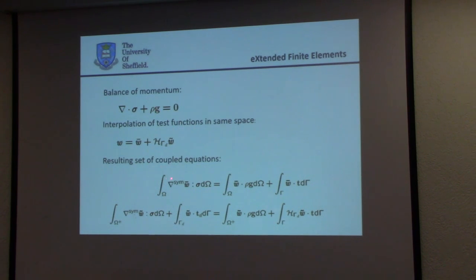So you get two fields, w bar and w tilde. You can separate them, and you get two sets of coupled equations. One related to one displacement field, to one side of the crack, one related to the other one, and at the crack tip you have the jump, which in case of a cohesive zone model you can use to feed your cohesive zone model.